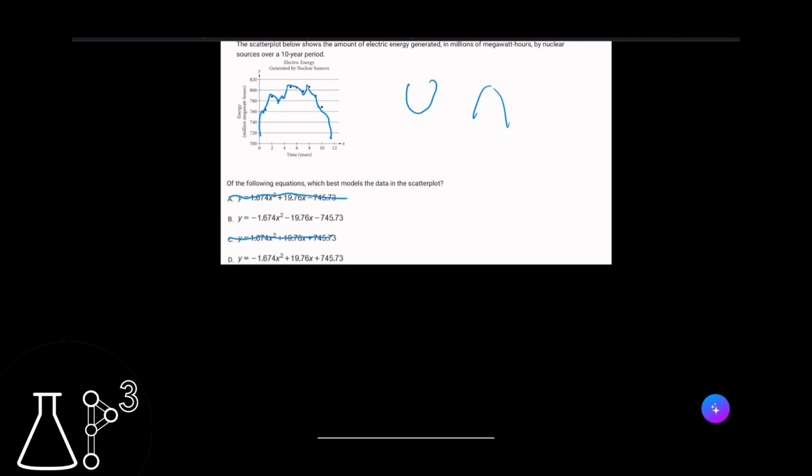Now what I like to do is analyze my y-intercept. If I make the x values equal 0 for B, I'm going to get y equals negative 745.73. And if I do that for D, I'm going to get y equals the positive value, 745.73, just a positive value. And as I can see, my y-intercept mainly approaches a positive 700 rather than a negative 700. Therefore, it can't be B because it's closer to positive than negative. Therefore, my answer is B.